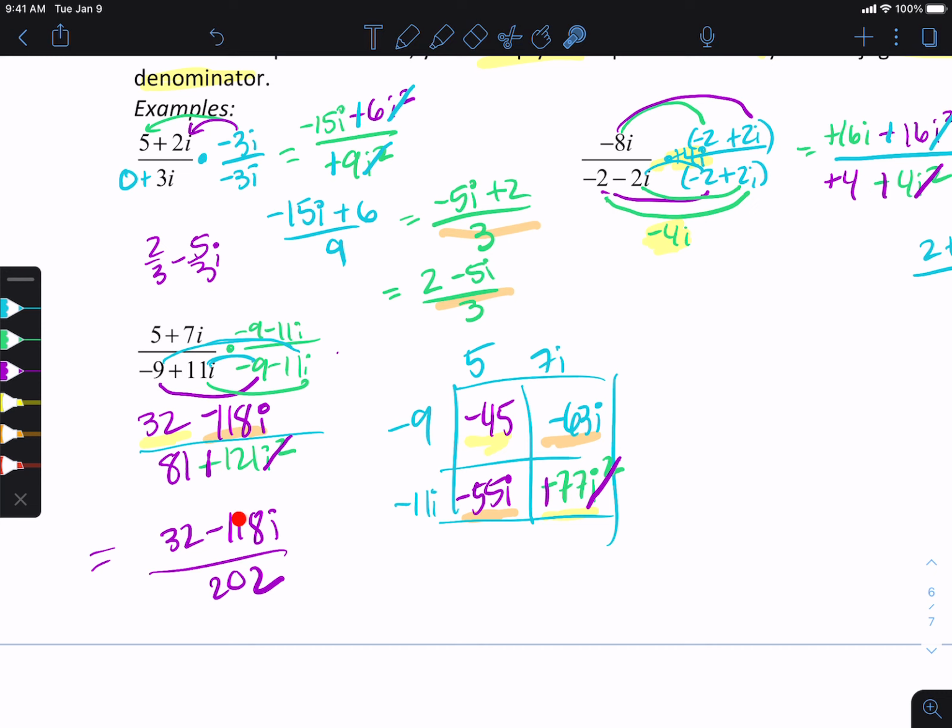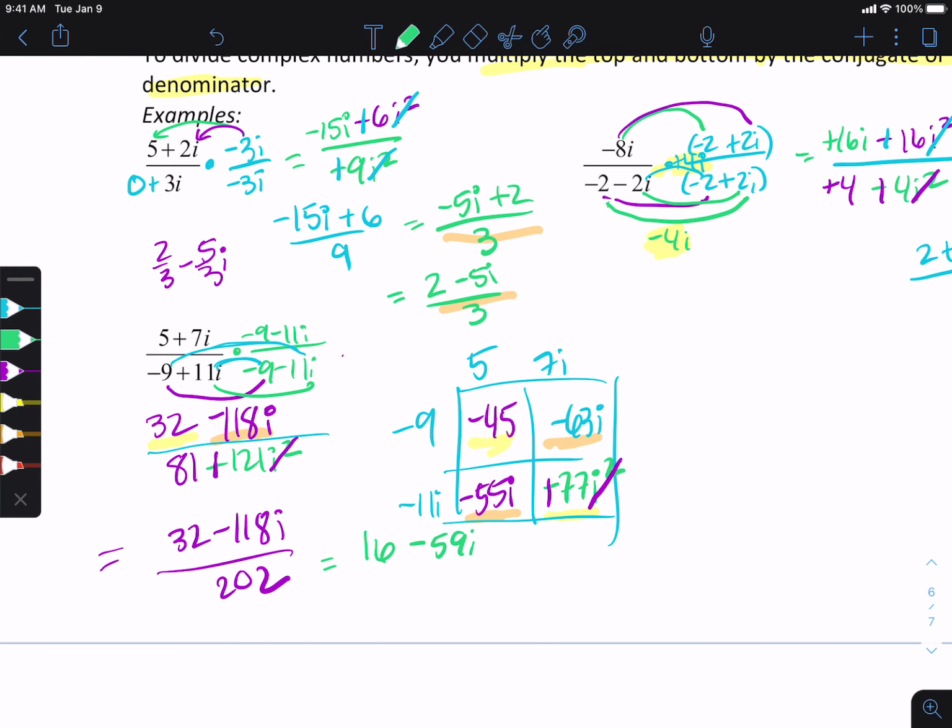Now I'm going to check, is there something that goes into all of these? Well, all of these are even, so they're at least divisible by 2. So if I do 32 divided by 2, it gives us 16. If I do 118 divided by 2, that gives us 59, so minus 59i. And then if I do 202 divided by 2, that gives us 101. And I'm going to check and see, is there any other common factors here? There are no other common factors, so then this is my answer for dividing our complex numbers.